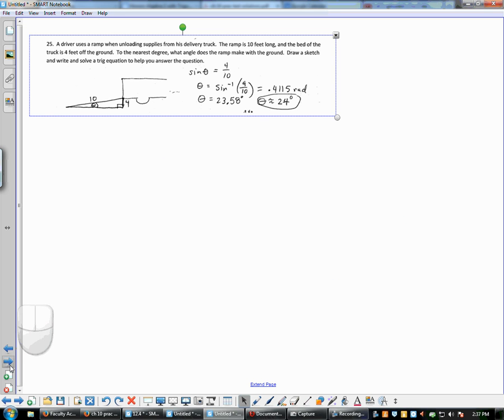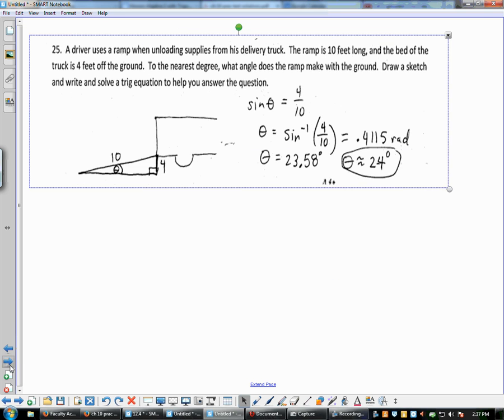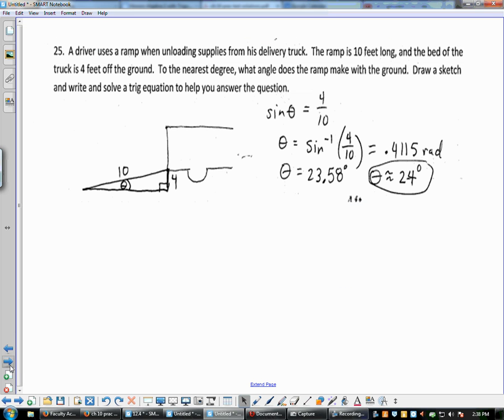All right, so let's take a look at number 25. Here you are given this problem. A driver uses a ramp when unloading supplies from his delivery truck. The ramp is 10 feet long, and the bed of the truck is 4 feet off the ground. To the nearest degree, what angle does the ramp make with the ground?